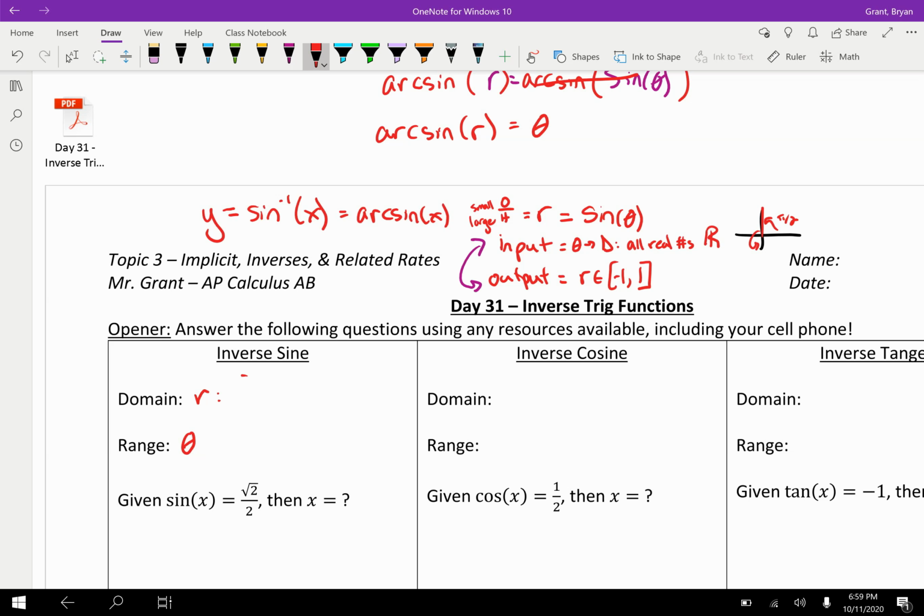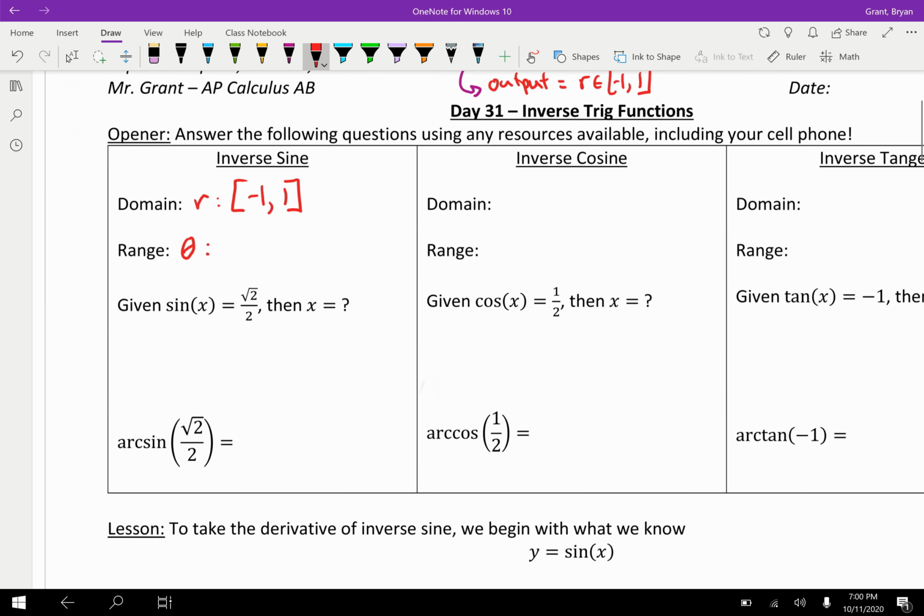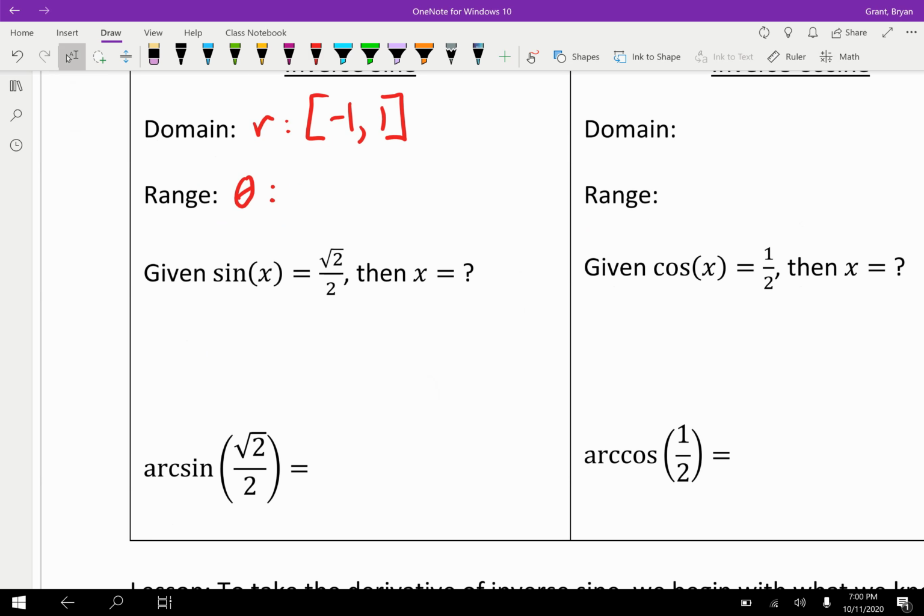Our input here, our domain here is going to go from negative 1 to 1. We're only allowed to input values in the inverse sine that are between negative 1 and positive 1. Okay? However, our theta, our range, is going to be slightly different. We're actually going to come back to that one in just a second, and we'll look at a couple examples here.